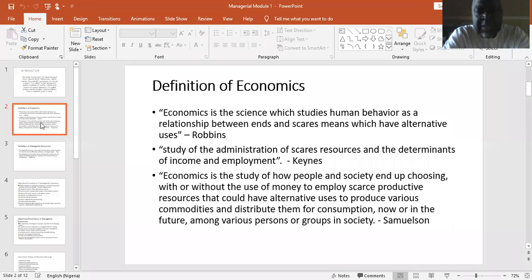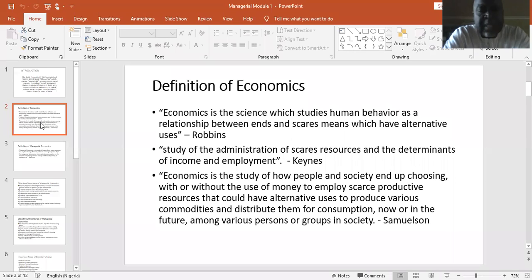Now, economics has been defined by various scholars, especially Lord Robbins, who defines economics as a science which studies human behavior as a relationship between ends and scarce means, which have alternative uses. This word is scarce, not scarce. So that's Lord Robbins.